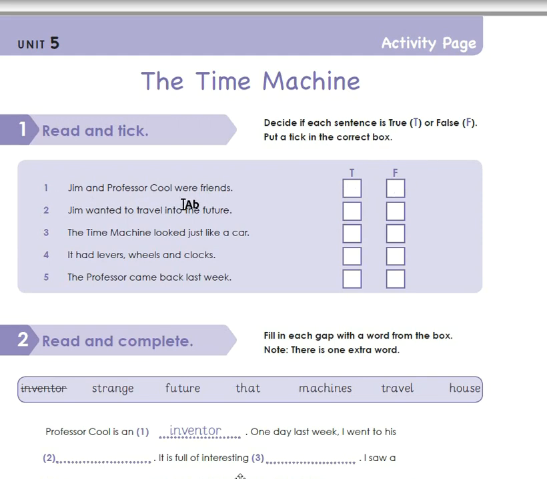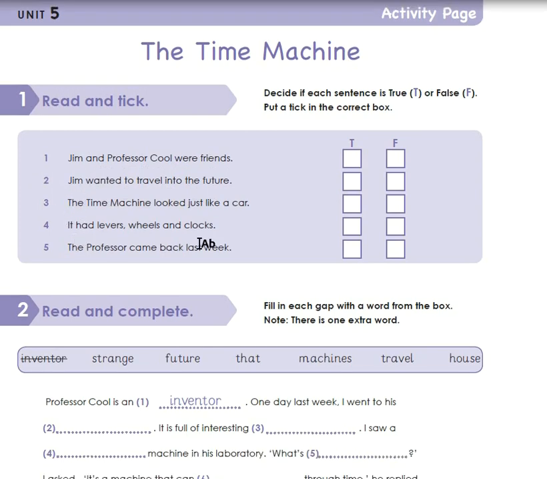Jim and Professor Cool were friends. هل كان جيم والبروفيسور أصدقاء؟ Number 2. Jim wanted to travel into the future. جيم أراد السفر إلى الفيوتشر. Number 3. The time machine looked just like a car. كانت تبدو فقط كسيارة. Number 4. It had levers, wheels and clocks. Number 5. The professor came back last week. أتى البروفيسور أو عاد البروفيسور الأسبوع الماضي.